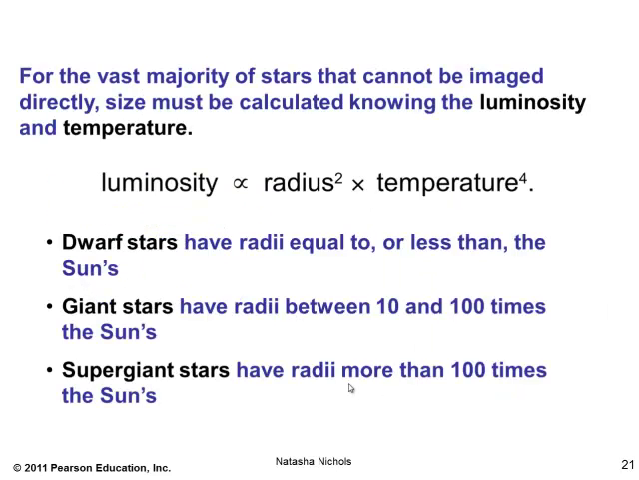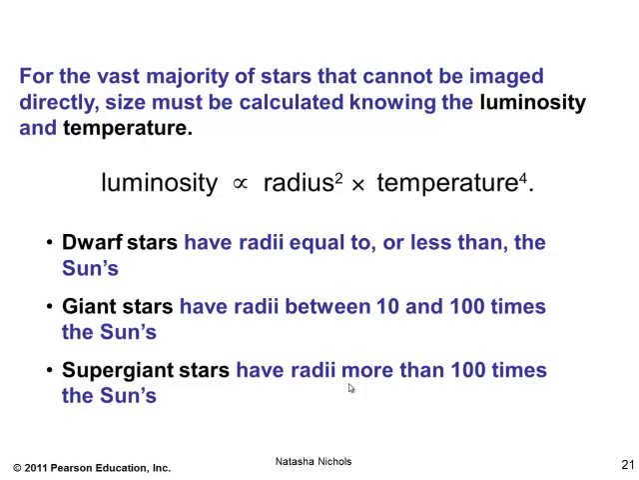For the vast majority of stars that cannot be imaged directly, size must be calculated knowing the luminosity and temperature. And there's a very convenient relationship between those, and it's written as luminosity, or capital L, is proportional to the radius squared, symbol for radius is R, times temperature to the 4th. And remember, the symbol for temperature is capital T. Lowercase t is for time.